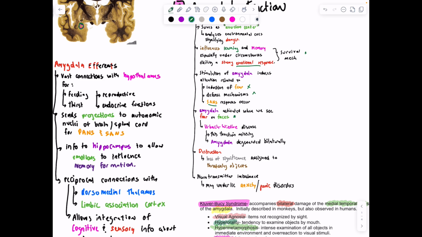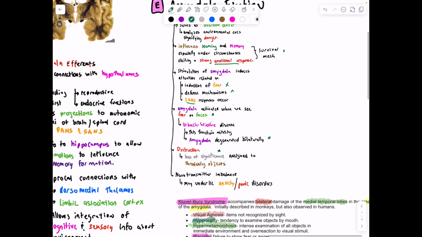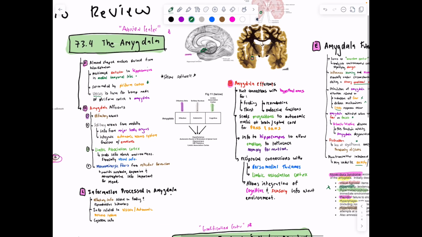We partially know this because of a disease called Urbach-Wiethe disease, where the amygdala has degenerated bilaterally, and so the function of seeing fear on faces is no longer there. That generally tells us that if you have destruction of the amygdala, you lose significance assigned to threatening objects, right? Whereas a fearful face would be considered a good sign to have fear yourself. And then neurotransmitter imbalance in the amygdala is thought to underlie anxiety and panic disorders. We'll come back to the syndrome. But all right, so basically our aversion center.